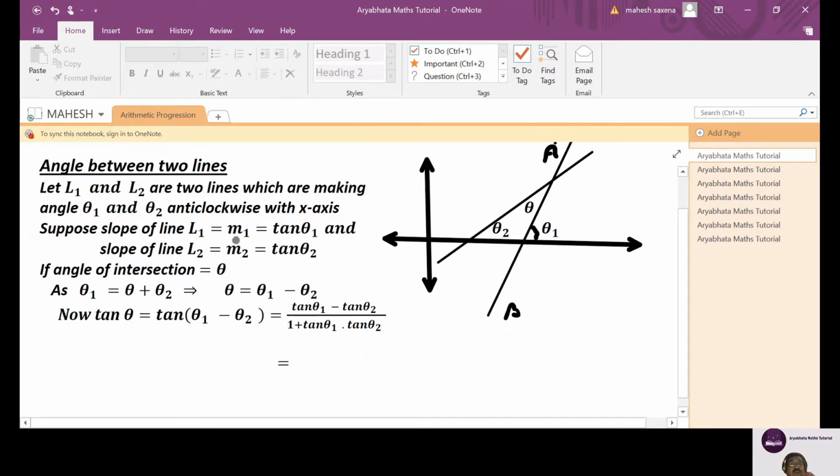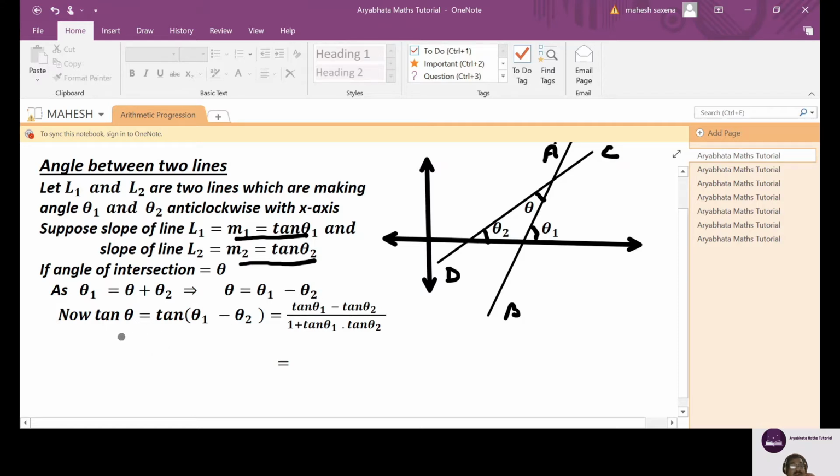Therefore, m1 is equal to tan θ1. Similarly, if line CD is making an angle of θ2 with the x-axis anticlockwise and its slope is m2, therefore m2 is equal to tan θ2. If theta is the angle between the two lines, then by geometry θ1 is equal to theta plus θ2. Therefore theta is equal to θ1 minus θ2.